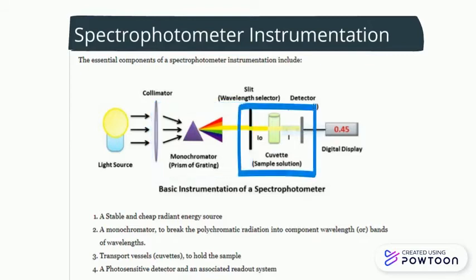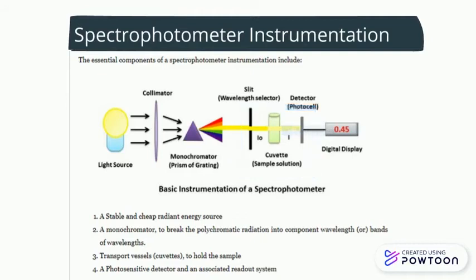Cuvettes hold the sample. These are optically transparent cells made of glass, silica, plastic, or quartz. Plastic and glass cannot be used for light measurements in UV regions since they absorb UV light below 310 nanometers. Silica and quartz can be used for both UV and visible light measurements since they don't absorb UV light.